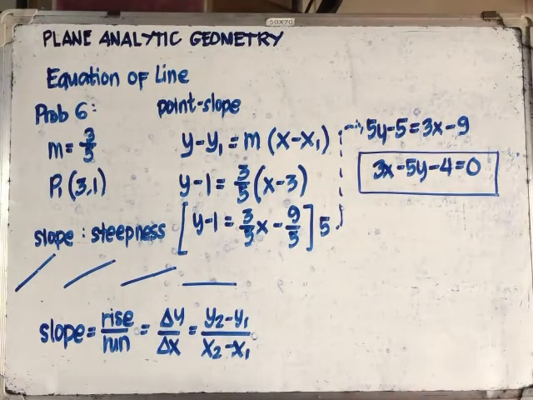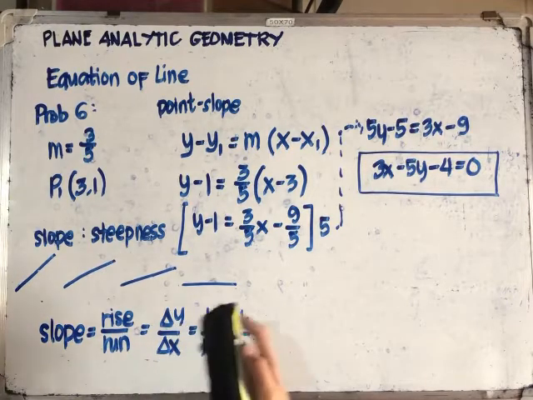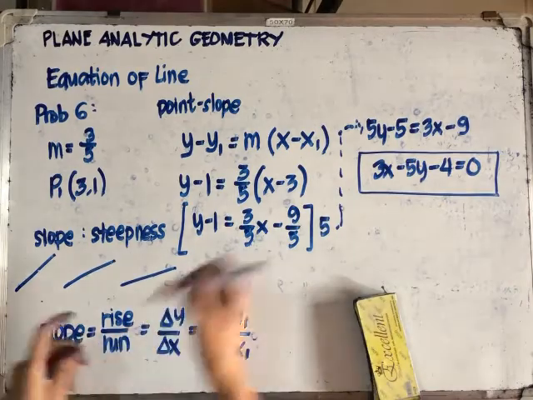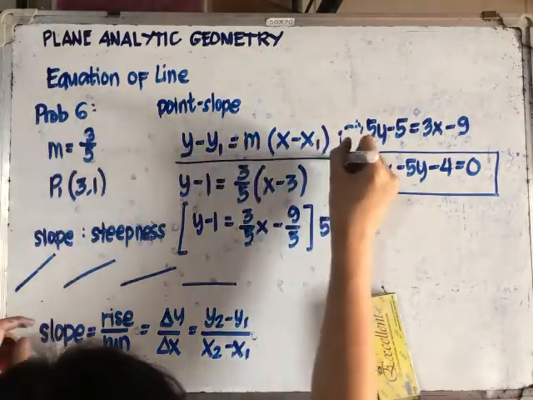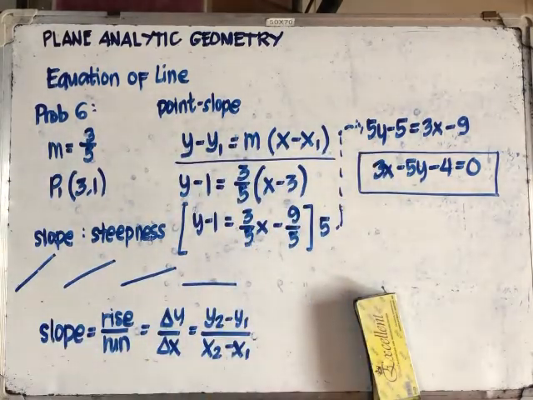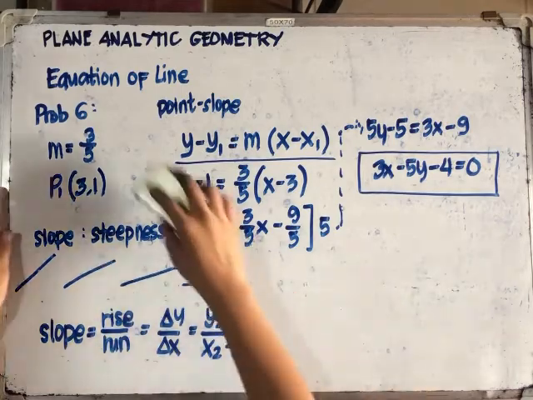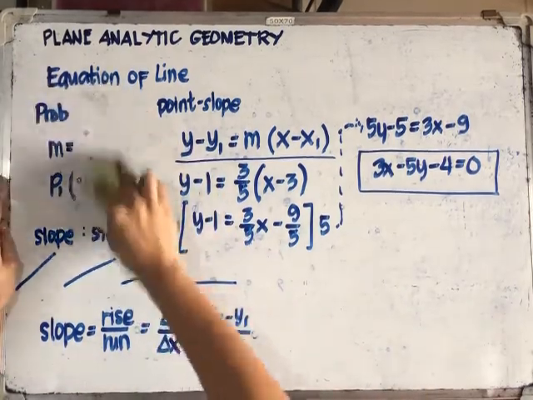I hope that is clear. And naintindihan niyo sana, no? That's very easy naman. Okay. Then, for number 7 natin, this is almost similar to this one, but hindi na siya point slope. Okay? I'll just put emphasis sa ating point slope na formula. May isang point, may isang slope na binigay. Let me erase this one, and so we can proceed to problem 7.